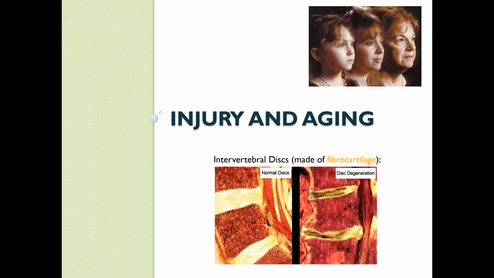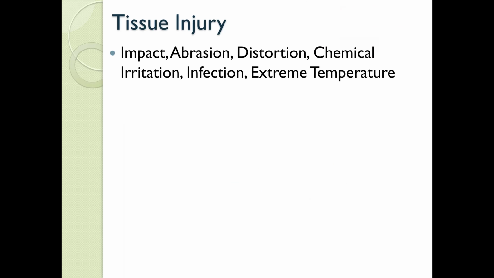And the last section is on injury and aging. Here is a picture of your intervertebral discs between your different vertebrae. Remember, they are made of fibrocartilage, and when cartilage breaks down, it does not repair very easily. So here are your normal discs, and then over time, this is what it looks like when your disc degenerates.